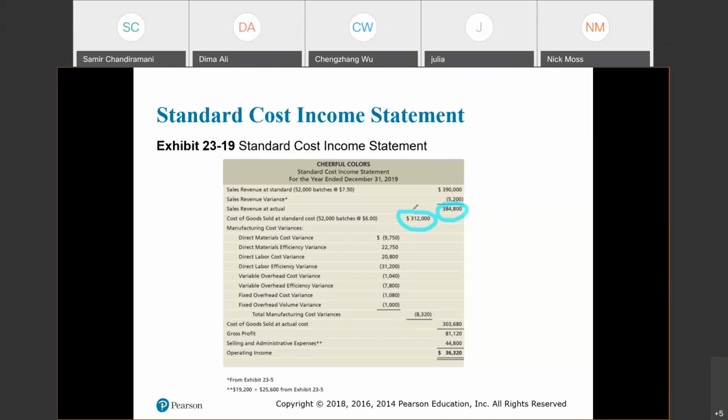The variances with credit balance are shown in the brackets because they are contra expenses and decrease the expenses, COGS. And at the end of the period, all these variance accounts, which are temporary accounts, should be closed to 0.